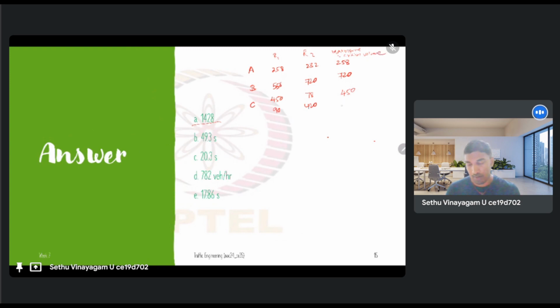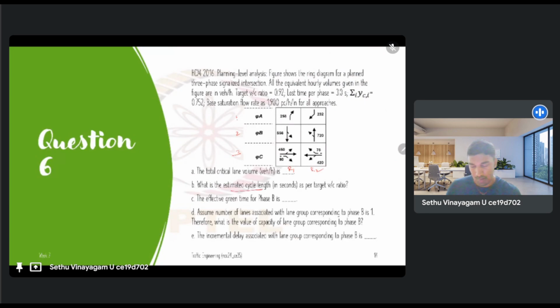Okay, so this is for each phase individually. Now the question was, what is it for the whole cycle? Basically we have to sum it up for each phase. That will give us the value for the whole cycle. So 258 plus 720 plus 450. That is 1428 vehicles per hour. So that is the solution for part A. Part B, the question was to find the estimated cycle length for a given V by C ratio.